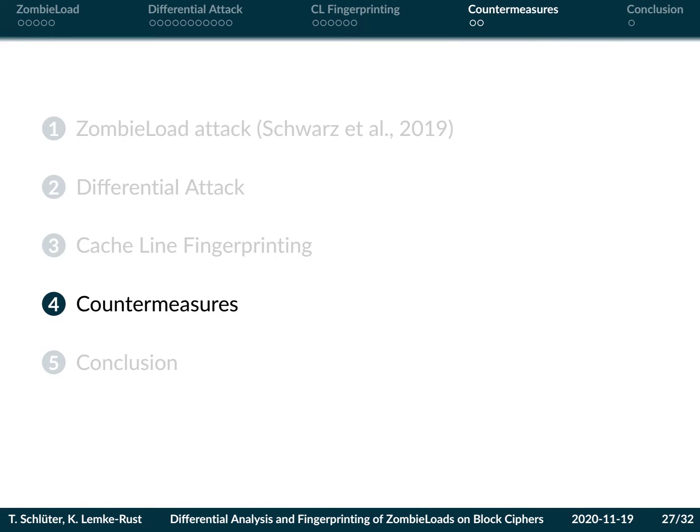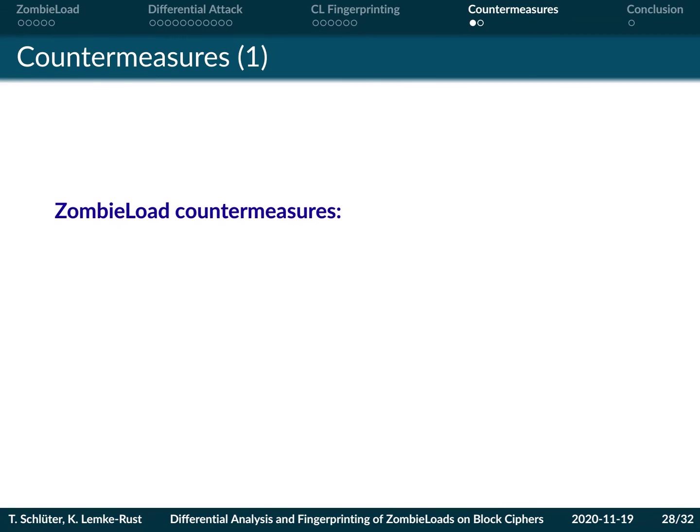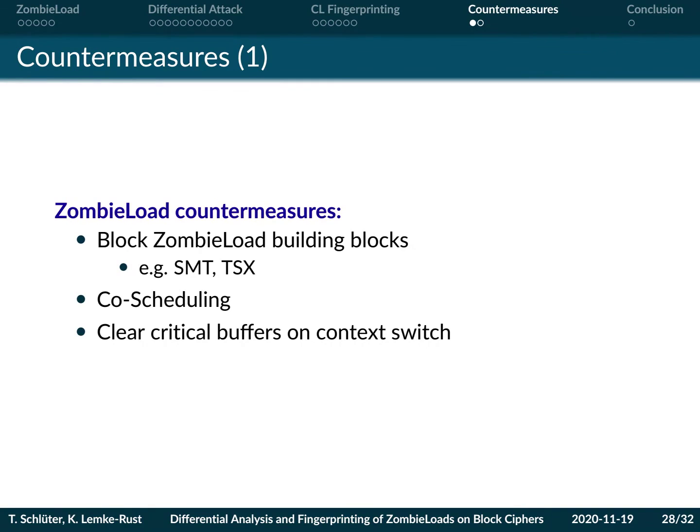Next, I would like to discuss some countermeasures. Of course, first we can use the general ZombieLoad countermeasures. For example, blocking the necessary building blocks for ZombieLoad, like blocking simultaneous multithreading or hyperthreading, as it's called by Intel, or Intel TSX. Another point is co-scheduling. That means that the operating system takes care of only scheduling processes on the same CPU that trust each other. Or we could clear the critical buffers, like the line fill buffer and other buffers, on context switches.